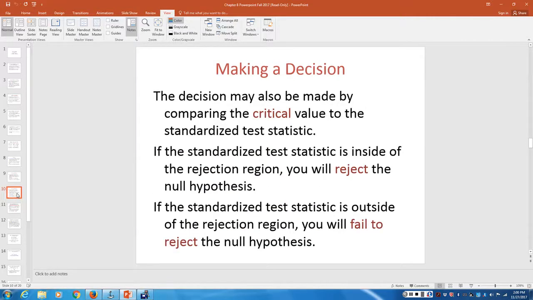Now, I'm going to let you fill in your blanks with this. The decision can also be made by comparing the critical value to the standardized test statistic. If the standardized test statistic is inside the rejection region, you'll reject H0. If it's not, if it's outside the rejection region, then you don't. I'm going to show you one time how that works, but the calculator is going to tell you.